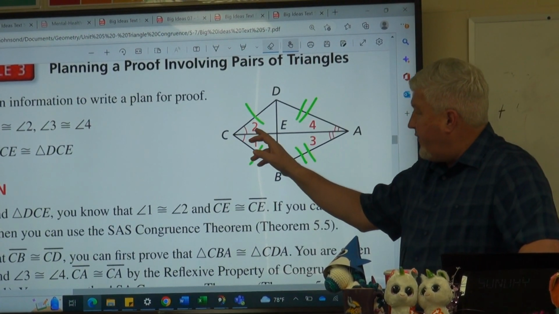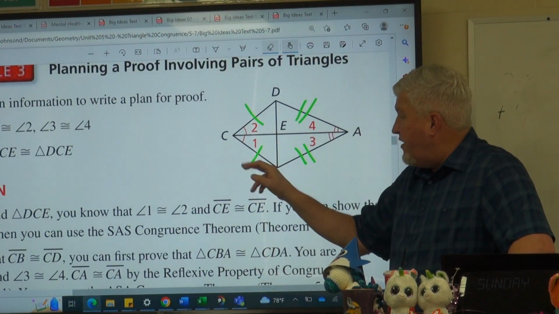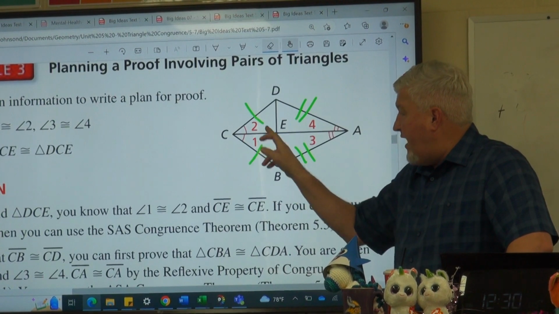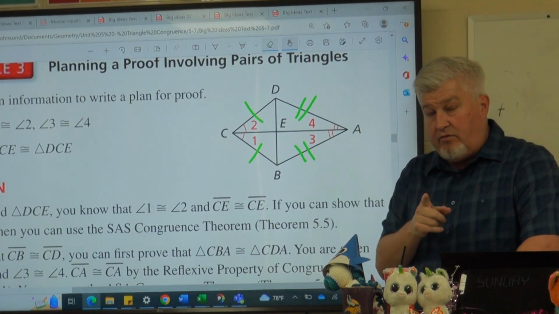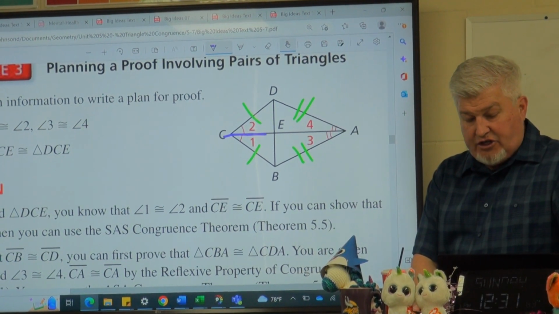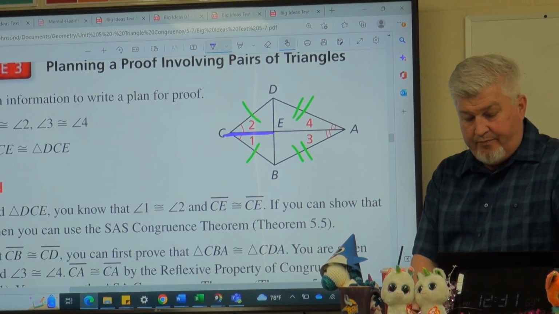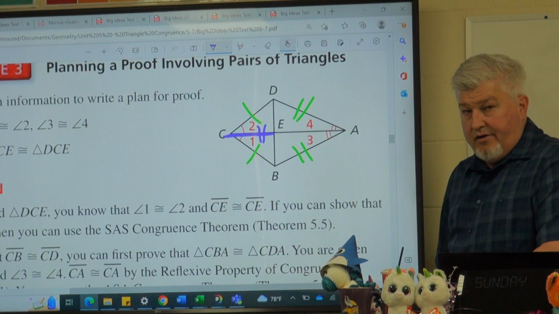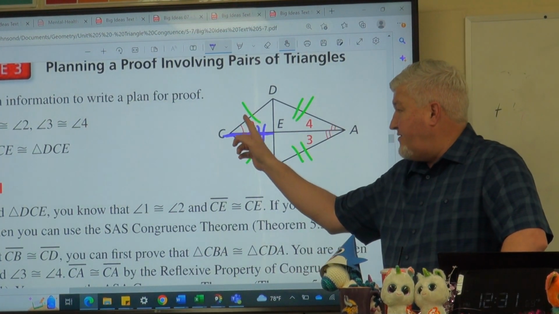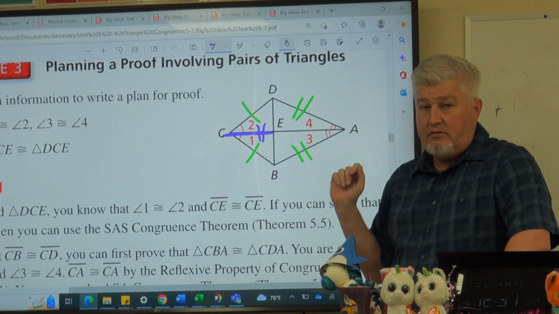Please notice, so far with these two little triangles, I know these two angles are equal. I know these two sides are equal. I need one more thing. What I'm hoping you noticed here is they have a shared side between the two of them. So then I have proven those two triangles are congruent by SAS.